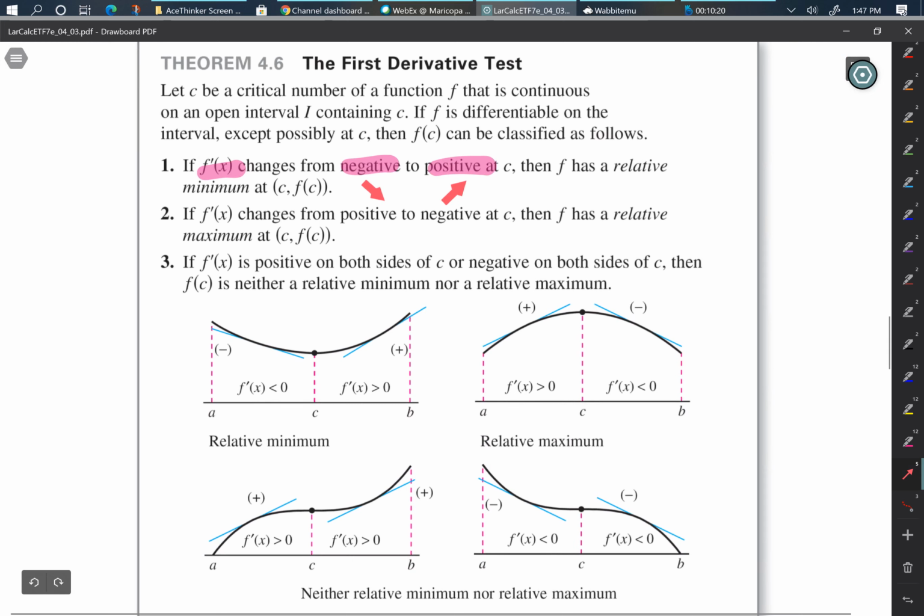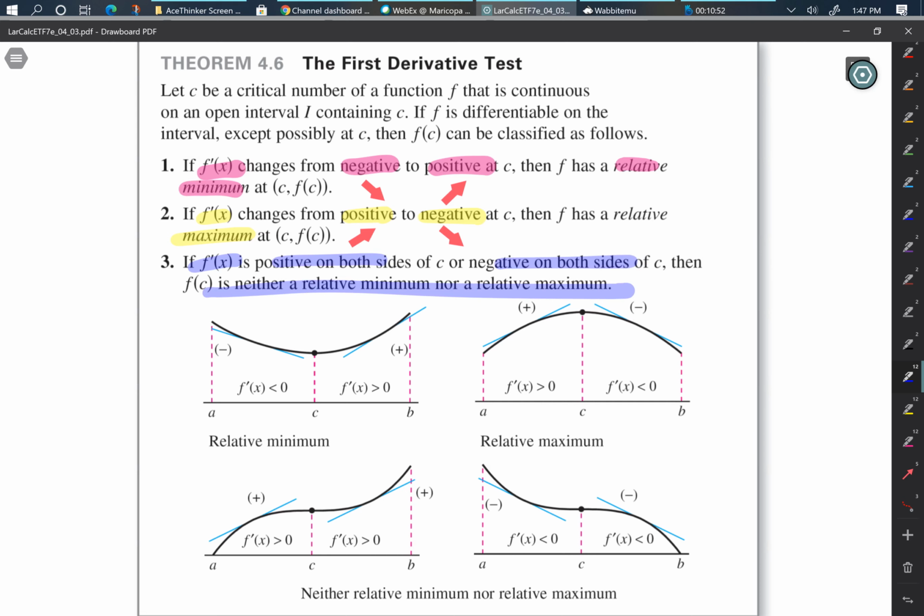down to up, decreasing to increasing, what are you looking at? Well, then you're looking at a relative minimum. Okay? If f prime changes from positive to negative, that means it goes from up to down, then we're looking at a maximum. Now, if f prime is positive on both sides or negative on both sides, then we're looking at absolutely nothing. All right, so let's take a look at some examples down here so we can pair them up.